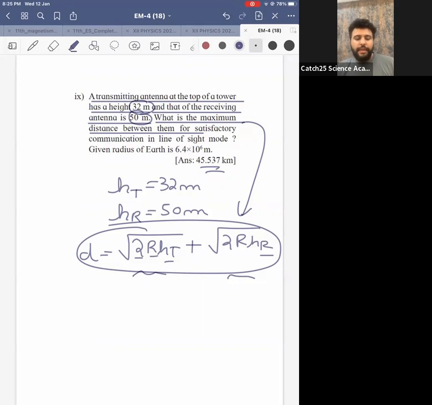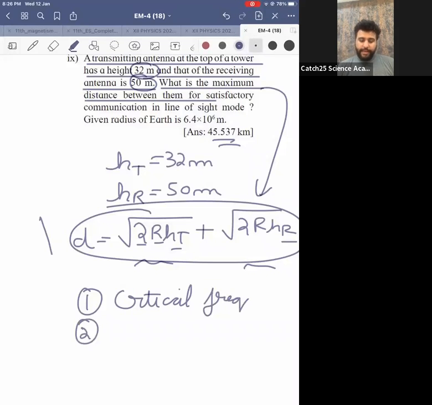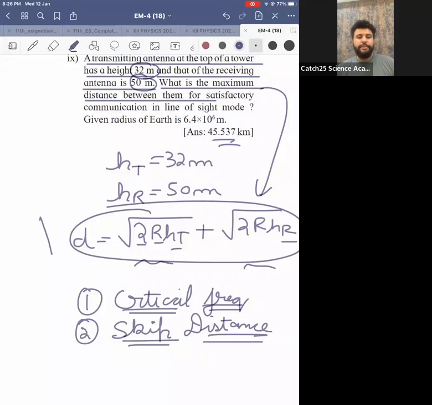Okay, now homework for today. You have to write 2 definitions. Please make a note. And with that, we stop the class. The homework is you have to write and learn the definition of critical frequency, and you have to also write the definition of skip distance. Make a note of these 2 questions.